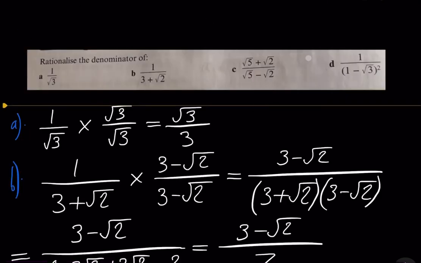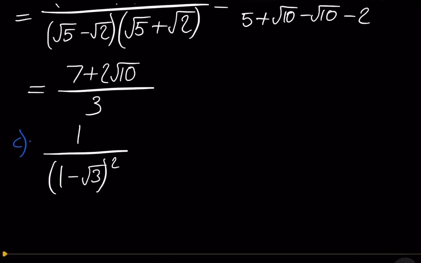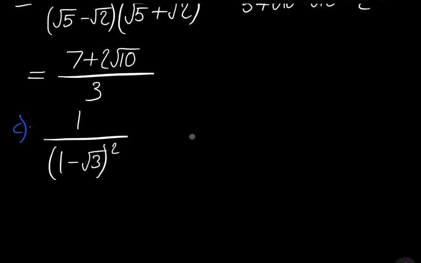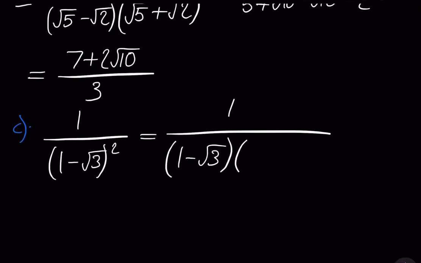So now for part D, we've got 1 over 1 minus root 3 squared. So the way to tackle fractions like this would be to first of all rewrite this denominator as 1 over 1 minus root 3 times 1 minus root 3. Because if a pair of brackets is raised to the power 2, that's the same as writing two sets of the same brackets and then multiplying them together, which in this case is 1 minus root 3 times 1 minus root 3, because we have 1 minus root 3 all squared starting off.